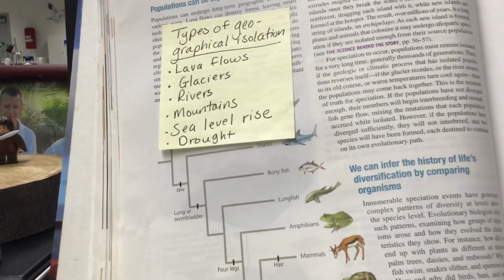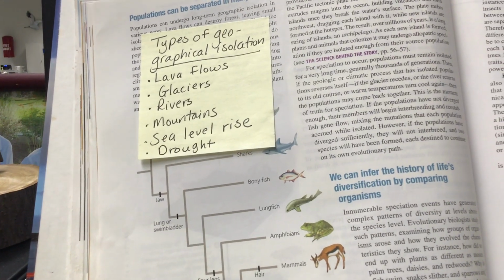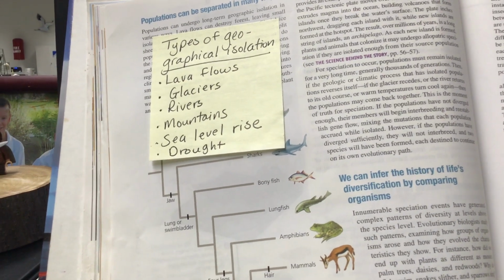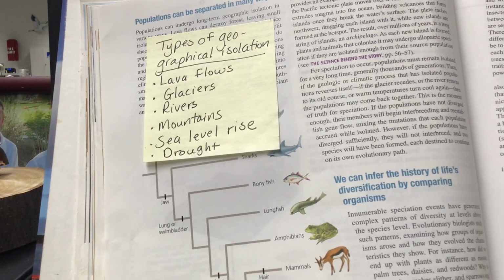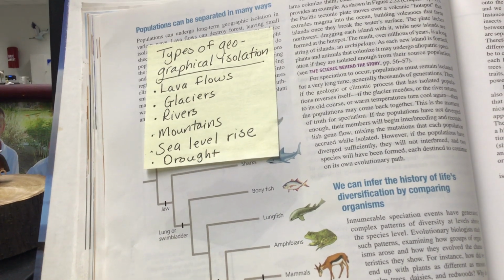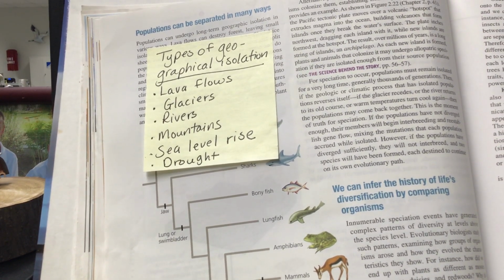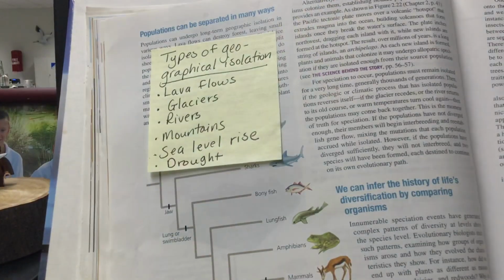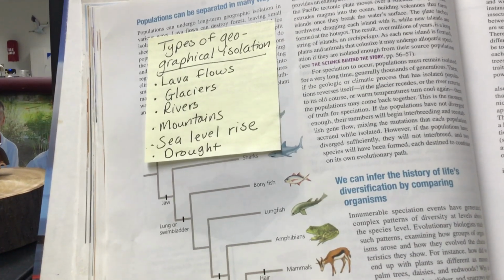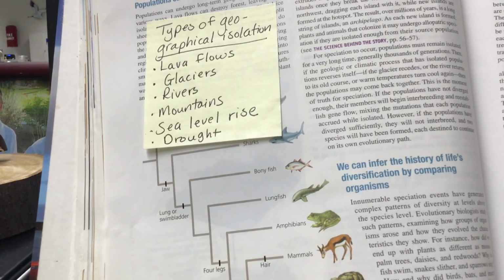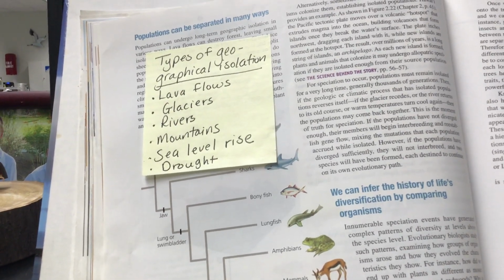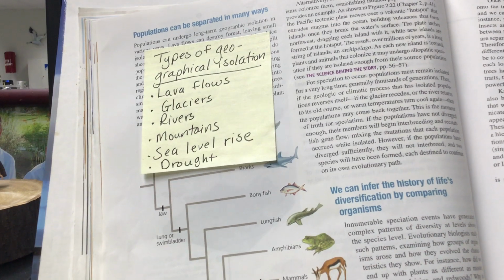So there's different ways that we can have changes to the environment and geographical isolation. That picture was of lava flows, but glaciers can create this barrier, which is a big ice field on land. Rivers can change course. Mountains can be created through plate tectonics. Sea level rises and floods certain areas. And drought can kill off a lot of plants and change the habitat and isolate populations as well.